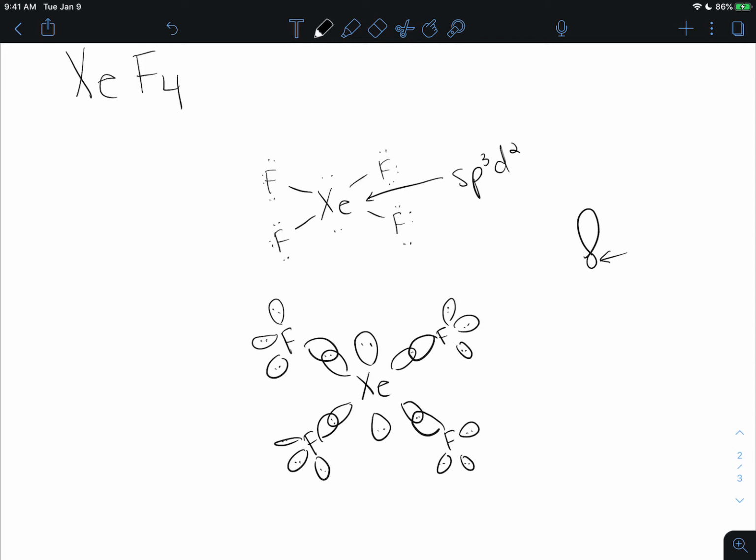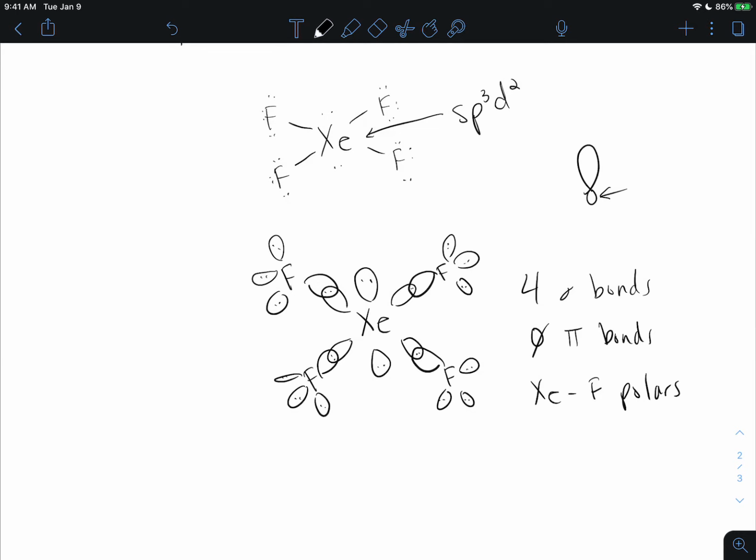And then again, every time we have direct overlap, we have a sigma bond, so there are 4 sigma bonds. And then there are 0 pi bonds because we do not have any indirect overlap. And then a xenon-fluorine bond is polar, so it contains polar bonds. But this is a symmetric geometry. Our square planar is a symmetric geometry. All of our bond dipoles are going to cancel out. The one here will cancel out with the one here, and the one here will cancel out with the one here. So this is a non-polar molecule.